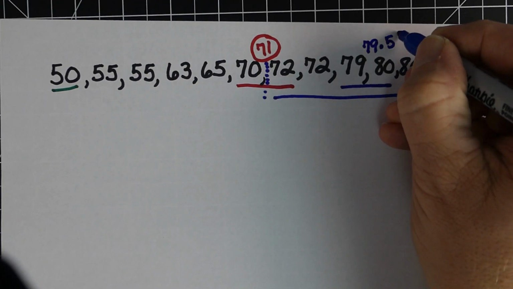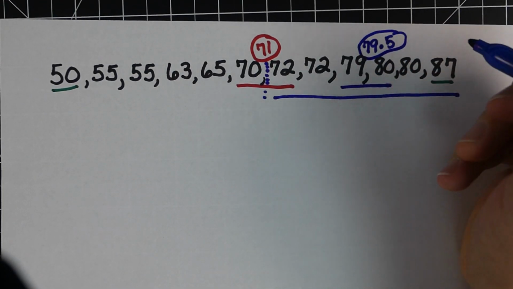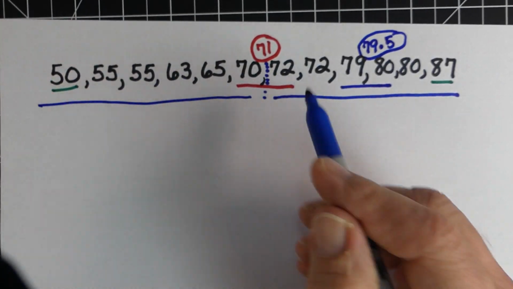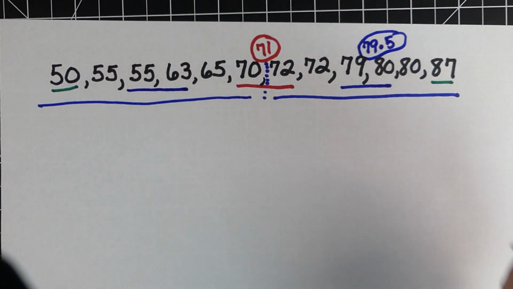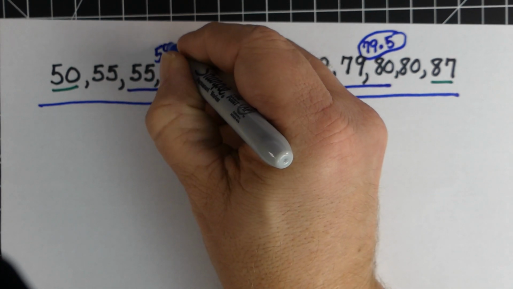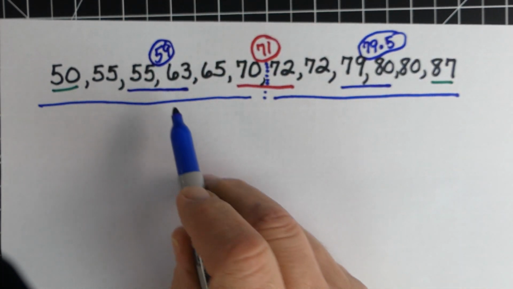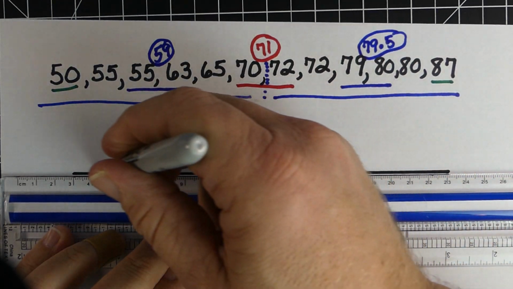So the same thing, we have to add up the 2 medians, the 79 and 80, to get 79.5. On the left side, we have the 55 and 63 in the middle. Add them up, divide, you get 59. So now we know all our different parts.